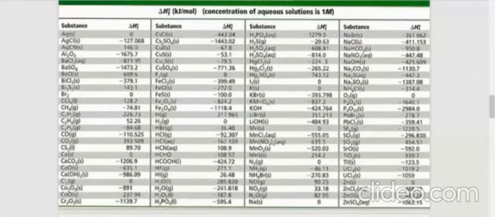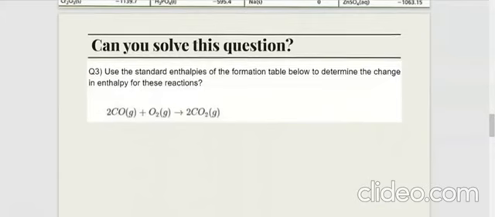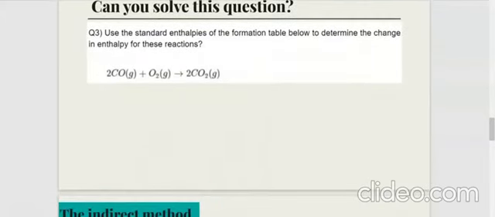Here is the table again. We have to depend on it. We have to use it to be able to solve the question below. Let's see if you can solve this question. Pause this video and give it a try. The question wants us to use the standard enthalpies of formation table above to determine the change in the enthalpy for this reaction.